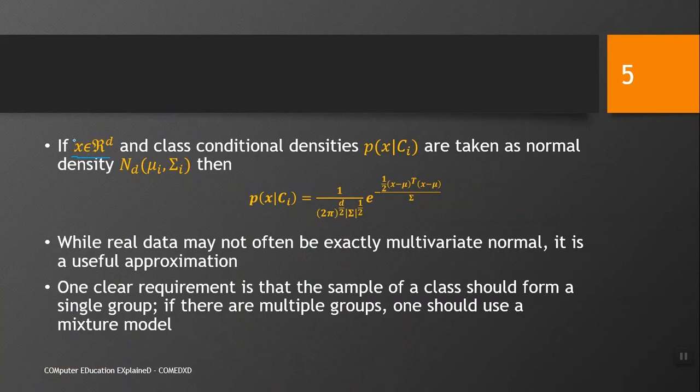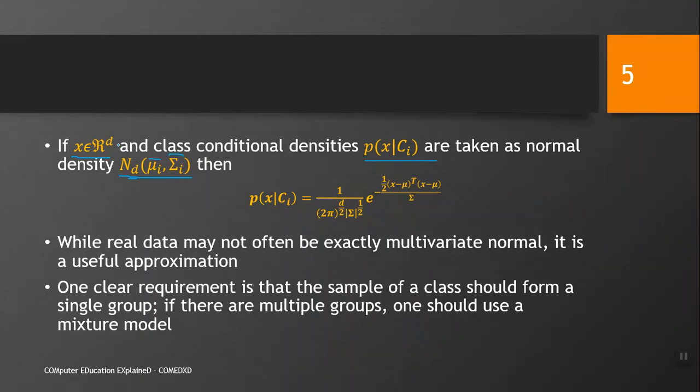It says that X, an instance of the flower, is taken from the set of real numbers, and the dimension of the real number space is D. In this particular case of the iris data set, this is 4. And class conditional density is given as this: probability of X given Ci is taken as a normal density with these parameters, where N tells that this is a normal distribution, d tells the number of dimensions in the data, mu is the mean, and this is the set of variances.